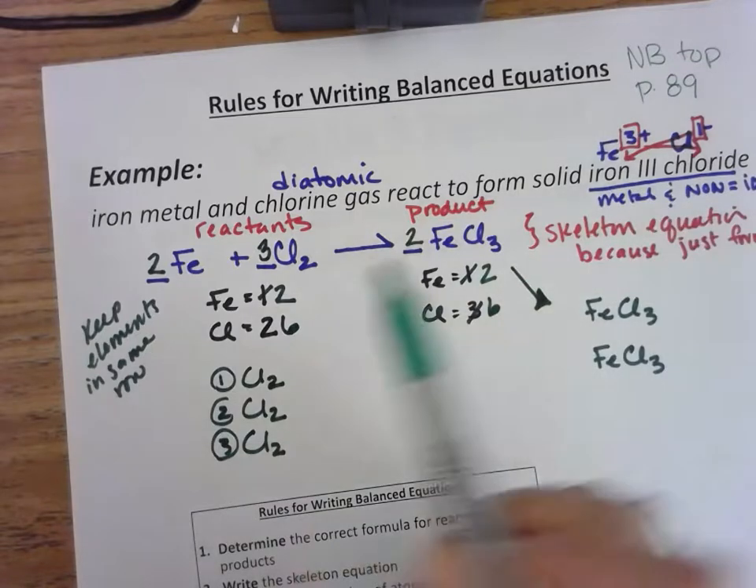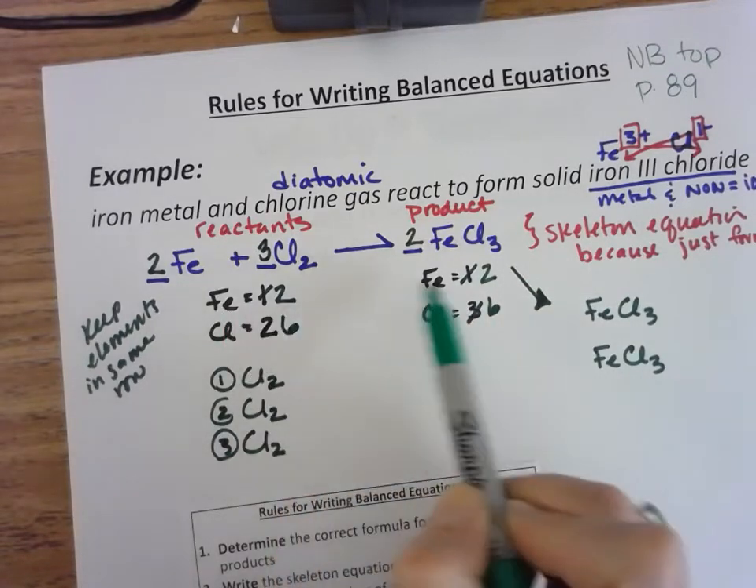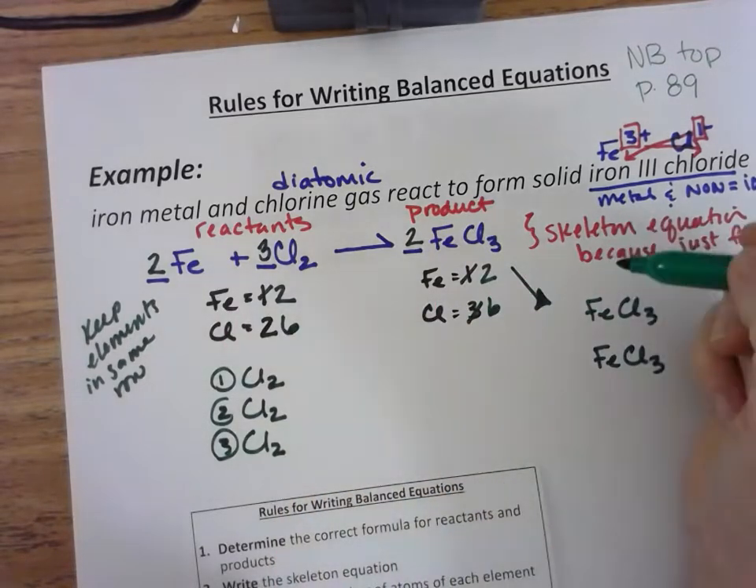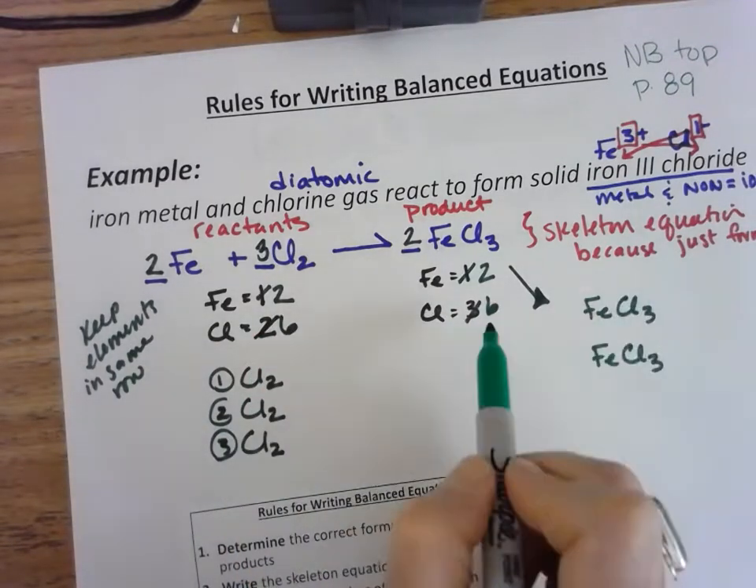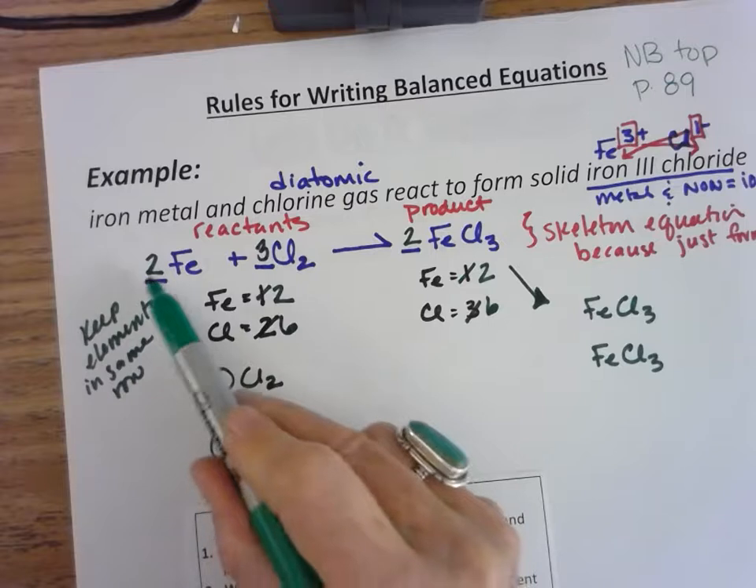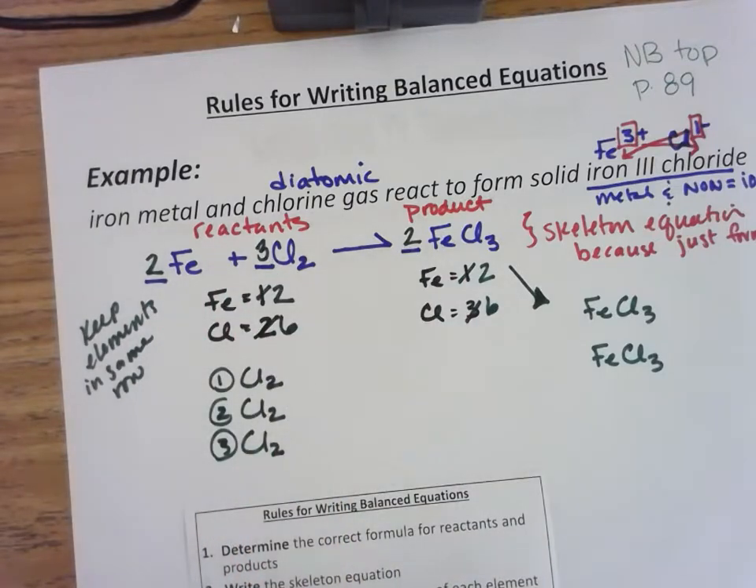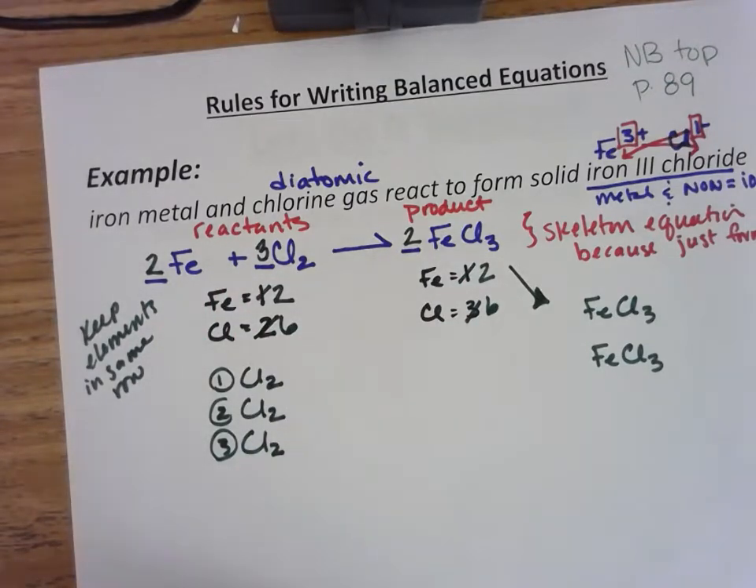So Fe, both have 2, so I'm good. Cl and Cl both have 6. I have crossed that out. Therefore, I'm also good. I take a look at my coefficients. I cannot simplify those without getting a fraction. So this equation is now balanced.